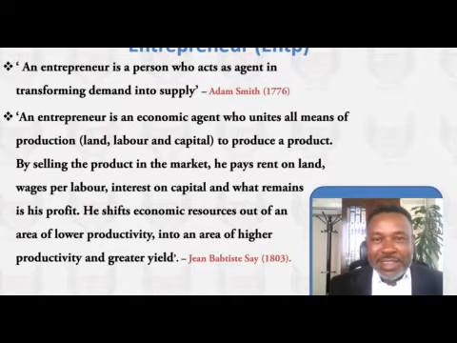Having understood what an enterprise is, it's easy to explain who an entrepreneur is. Adam Smith, the famous economist, tells us that an entrepreneur is a person who acts as an agent in transforming demand into supply. While Jean-Baptiste Say defines an entrepreneur as an economic agent who unites all means of production, land, labor, and capital, to produce a product. By selling the product in the market, he pays rent on land, wages per labor, interest on capital, and what remains is his profit. He shifts economic resources out of an area of lower productivity into an area of higher productivity and greater yield. That is Jean-Baptiste Say.